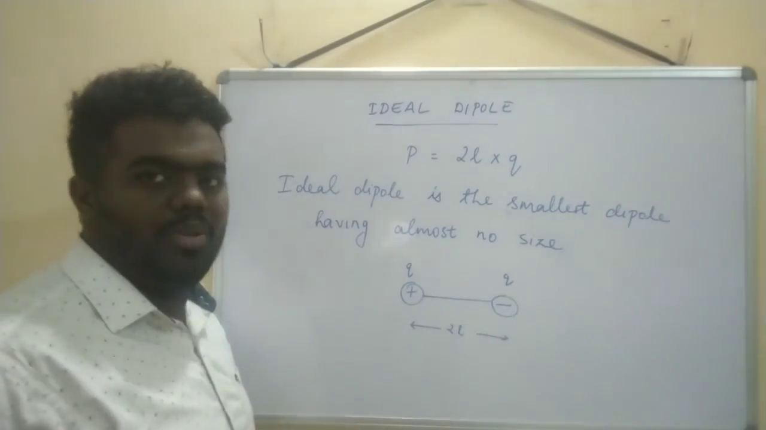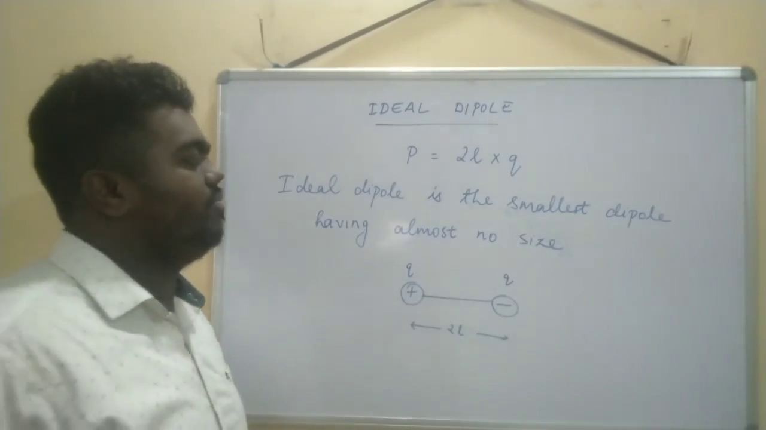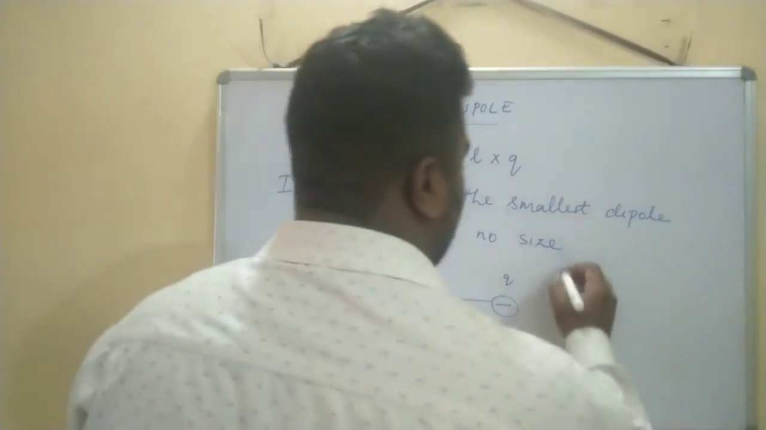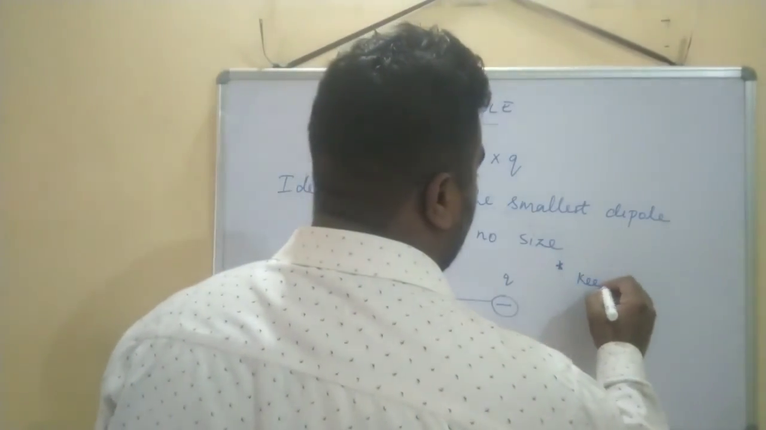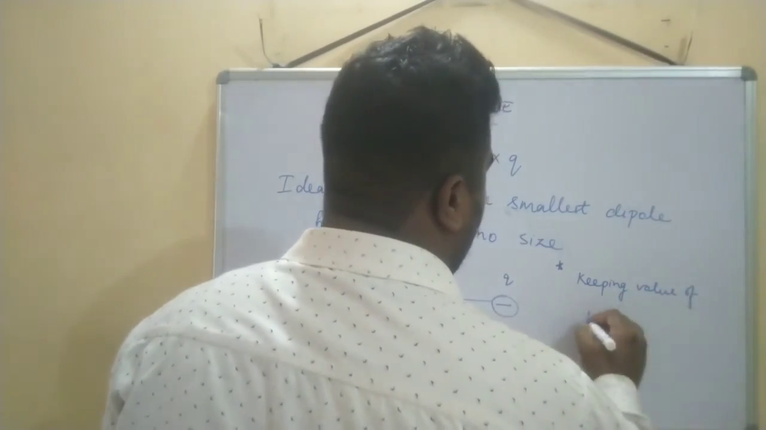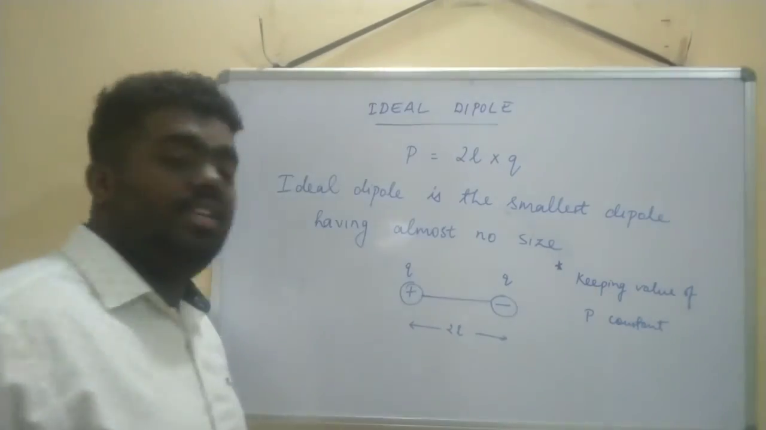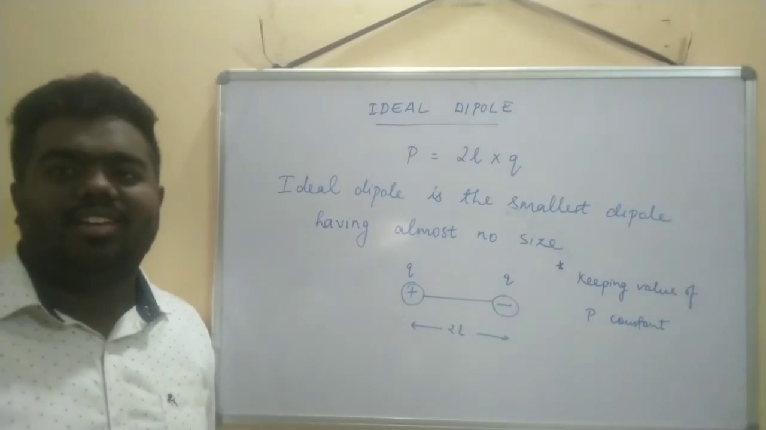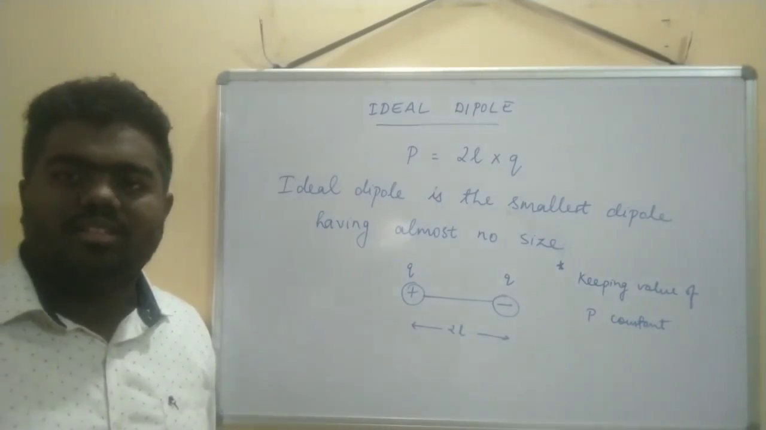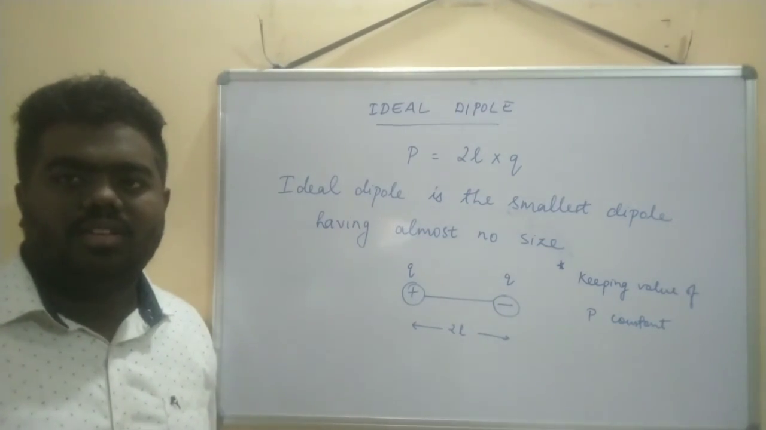It is an ideal dipole. So what is an ideal dipole? An ideal dipole is the smallest dipole having almost no size, keeping the value of P constant. That means the value of P also has to be kept constant, increasing this and decreasing this. Okay, so practically ideal things are not possible. This was the ideal dipole. Okay, thank you.